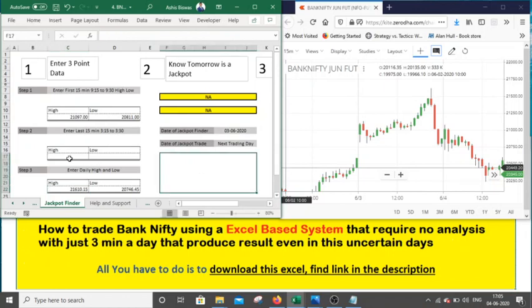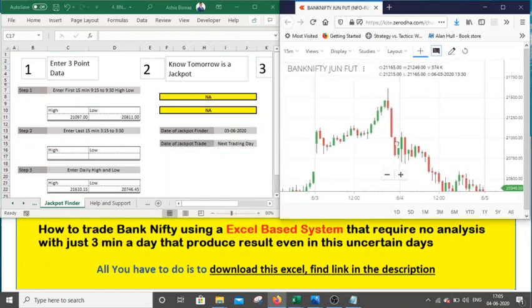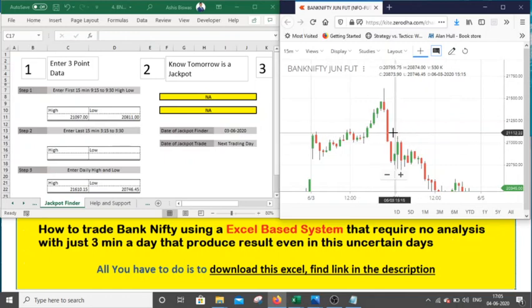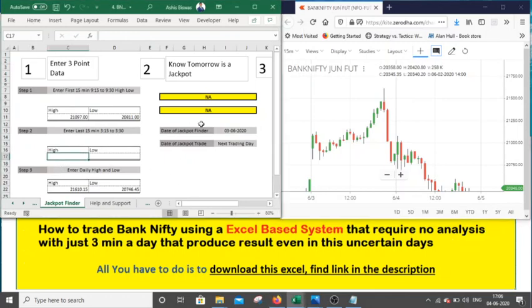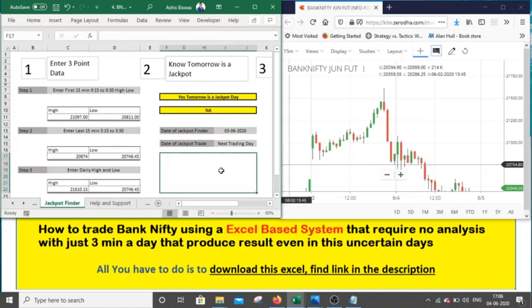I entered the data. Now what do I have to do? I have to take the last 15-minute candle data. If I enter all this data, there should be a yes if there is a jackpot opportunity the next day. The high was 20,874 and the low was 20,746.45. As you can see, here comes the yes, tomorrow is a jackpot day, and that's the reason.